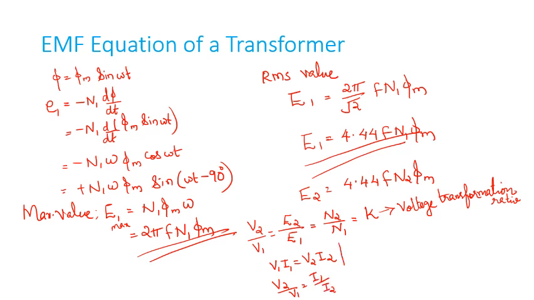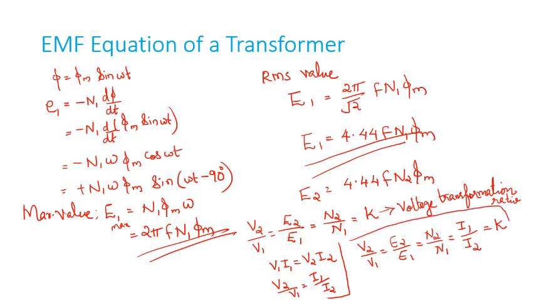So if we incorporate the term I2 also in the above equation, we will get V2 by V1 equal to E2 by E1 equal to N2 by N1. That is equal to I1 by I2, not I2 by I1, I1 by I2, which is equal to the constant K, the voltage transformation ratio of the transformer.